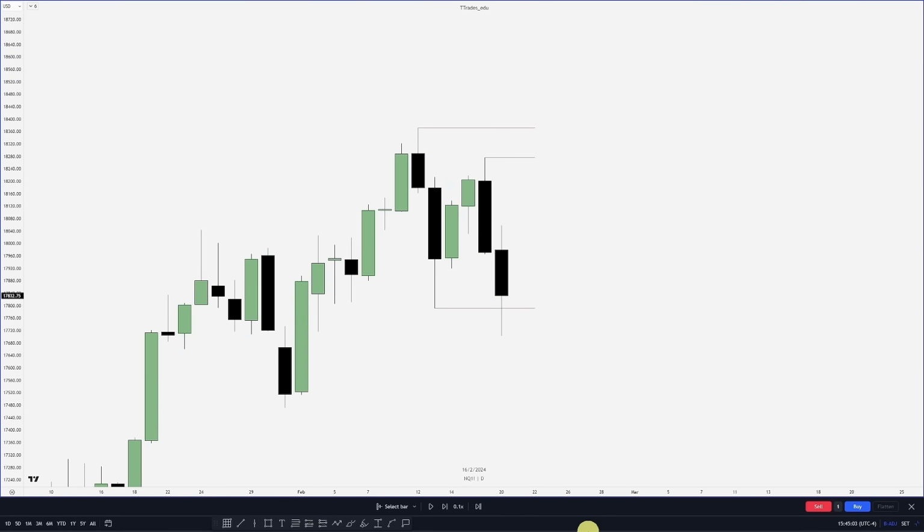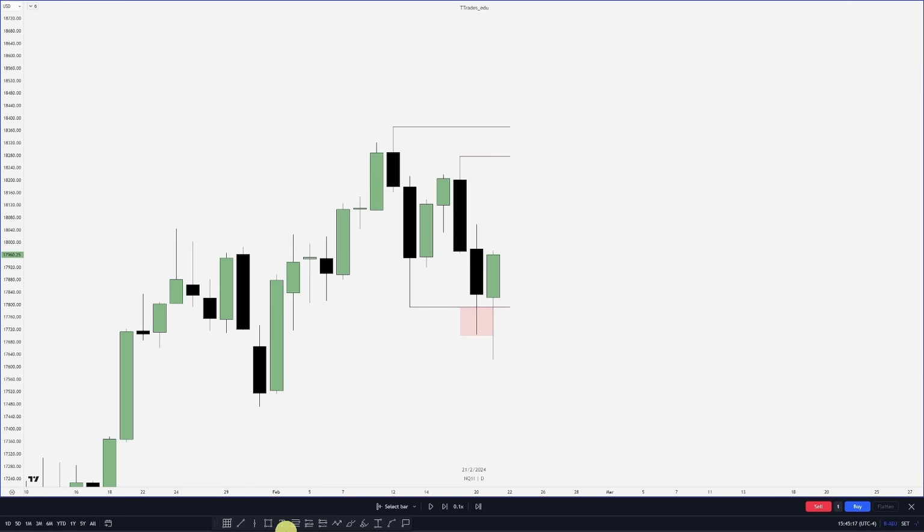So let's see what happens. So here you can see we take out this low. So that has the possibility of becoming high resistance liquidity. But as we play this ahead one more day, you can see now we get the sweep and the closure back inside the range. So here is our high resistance liquidity.